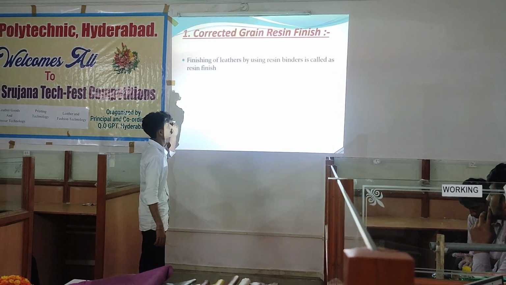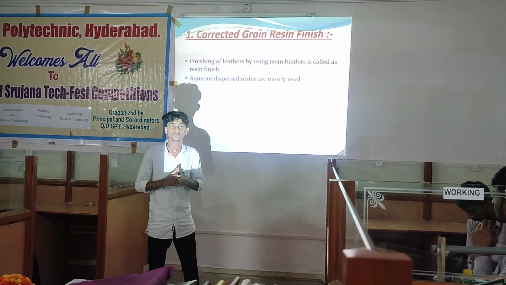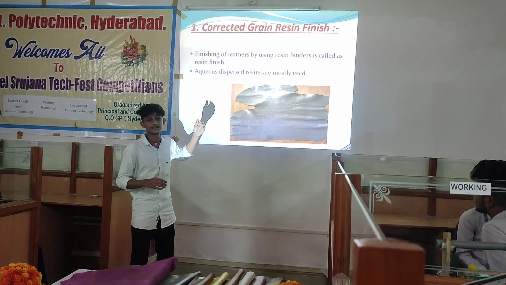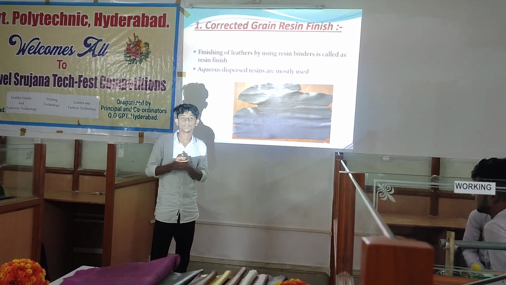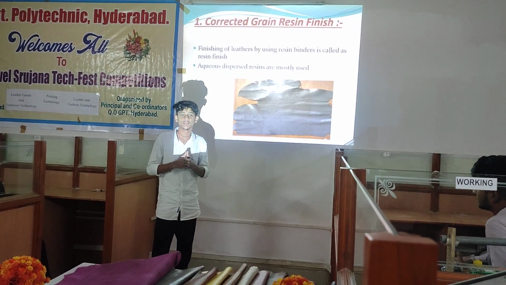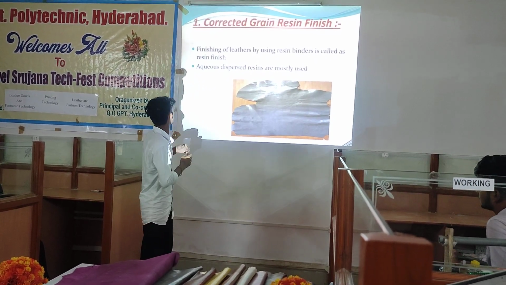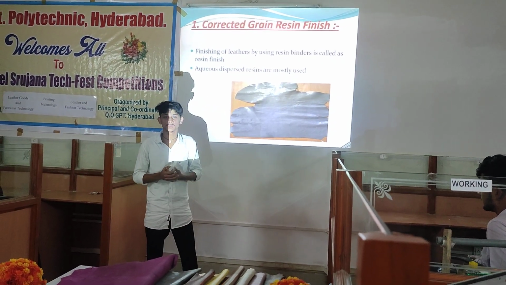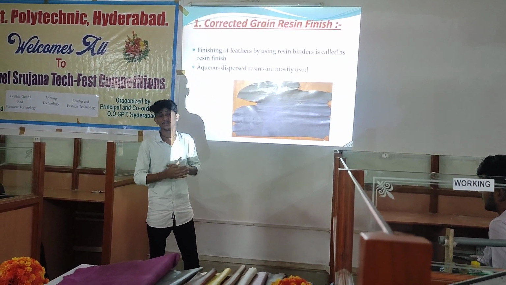Corrected grain resin finish. In this process, we have to use resin binders. Resin binders are used in this process to make the leather prettier and give good properties to the leather like appearance and feel, and to improve the cost. Aqueous dispersed resins are most used. Aqueous dispersed means liquid form resins are used in this corrected grain resin finish method.